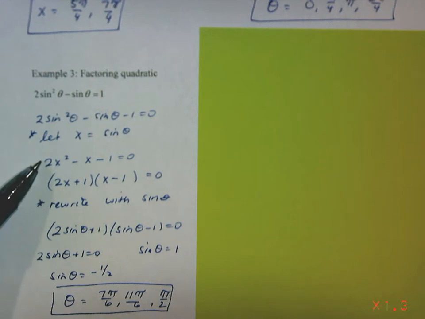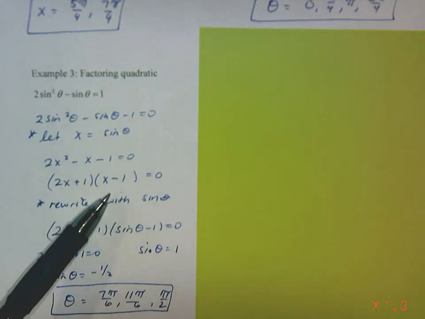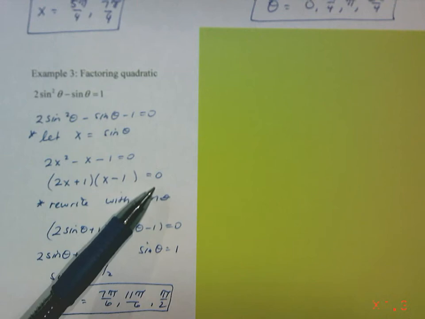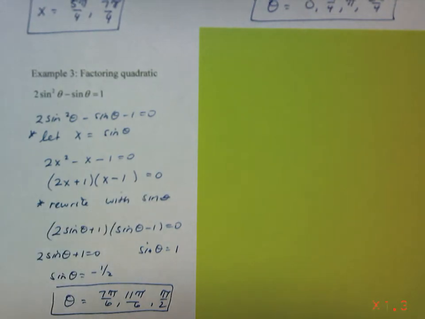I can factor that. And there's different ways that you've been taught factoring. I'm just going to go ahead and have it in factored form. So the first factor would be 2x plus 1, and the second factor would be x minus 1. And this is equal to 0. You cannot factor something unless it equals 0. You can't solve an equation.